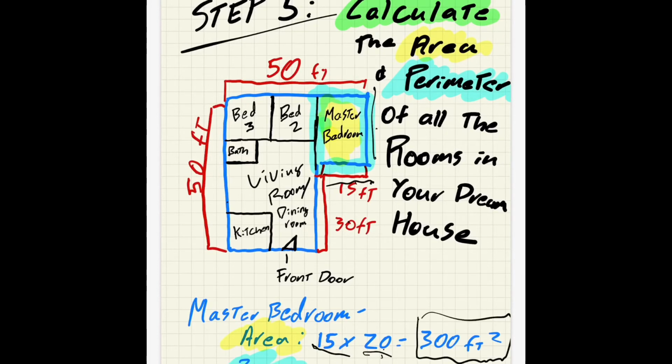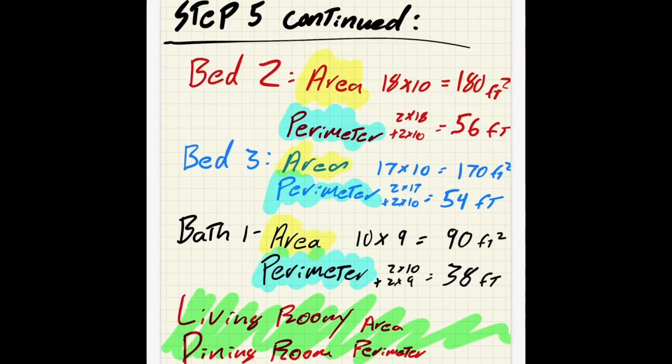The perimeter, if I add up 15 feet plus 20 feet plus 20 feet plus 15 feet, I get 70 feet total as the perimeter of my room. And I need to do this for all the rooms. So here I've written down the area and perimeter for my second bedroom, my third bedroom, my bathroom, and my kitchen. I crossed out or highlighted the living room because that was an awkward shape.